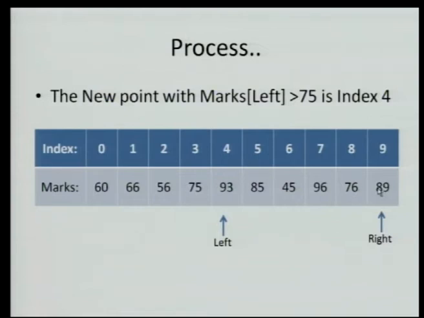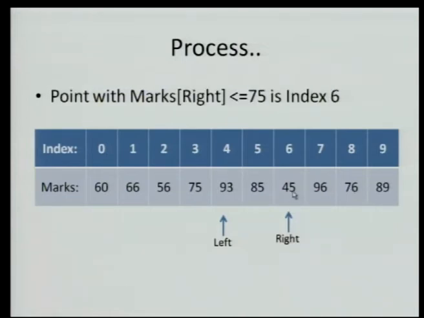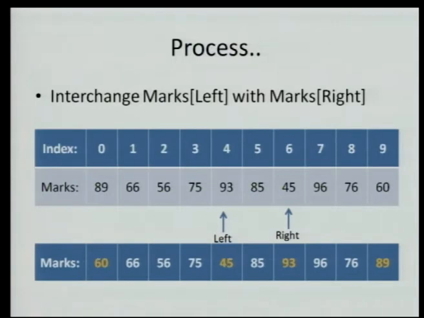Now a similar objective is needed for the right-hand side. We have already done the operation with 89, so we start from 76, and we look for a value which is less than or equal to 75. 76 is not, 96 is not, but 45 is. Now our left pointer is pointing to 93, which is once again more than 75, and right is pointing to a value which is less than 75. So what should our operation be now? Simply interchange these two values, and that is what we did.